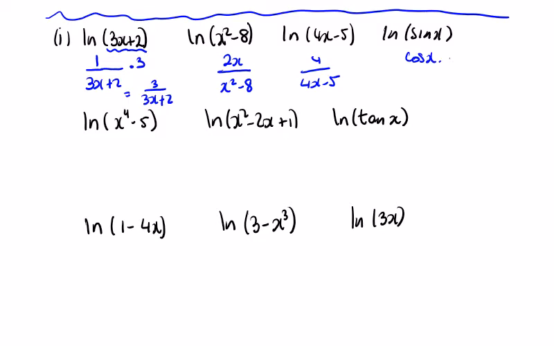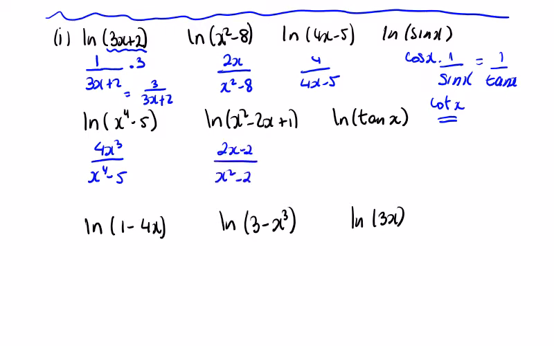Times 1 over sin x, which is equal to cos x over sin x, which is equal to 1 over tan x. And 1 over tan x is also equal to cotan x. So either one of those will do there. Here we're going to have 4x cubed over x to the power of 4 minus 5. This one we're going to have 2x minus 2 over x squared minus 2x plus 1.